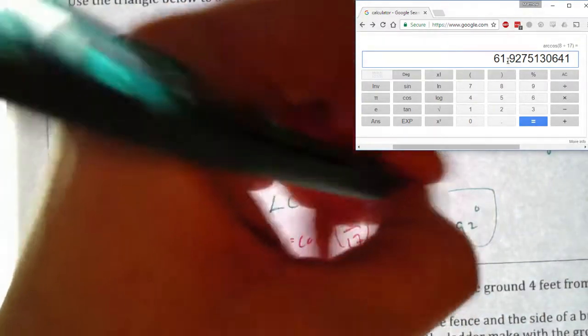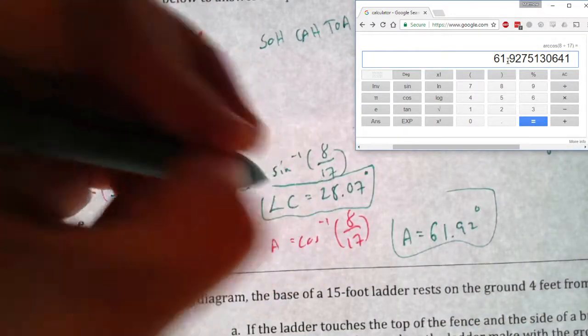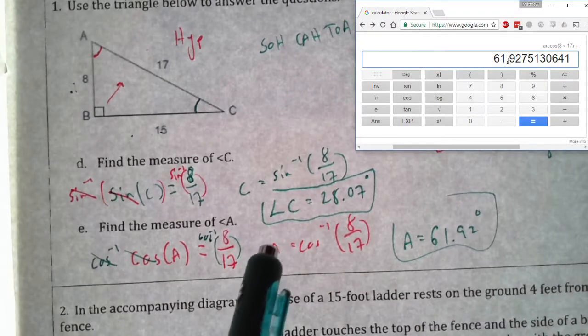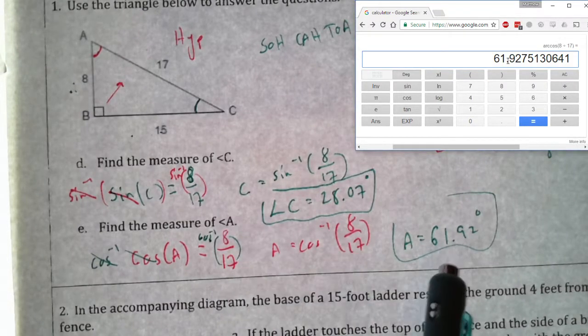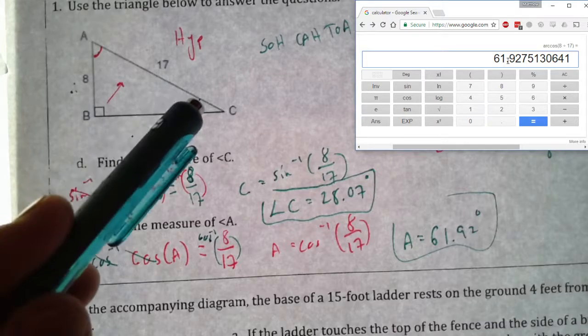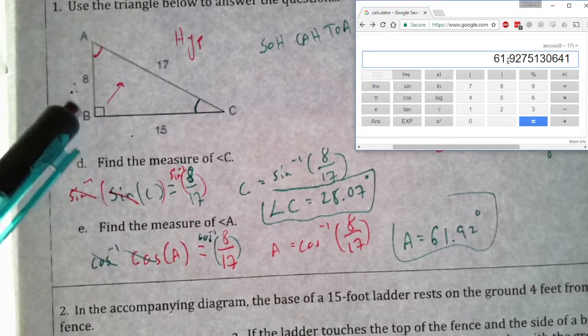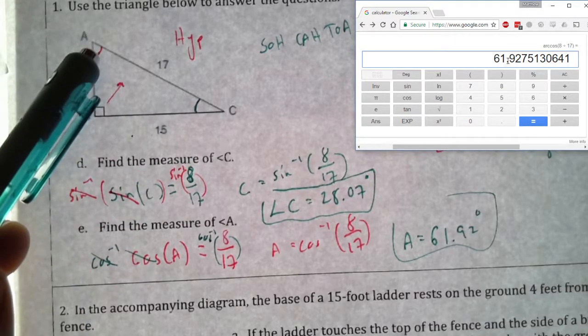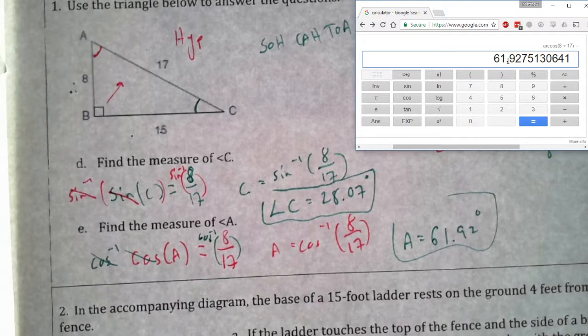degrees. If I wanted to, I could have been clever. I could have just used sine or cosine here, and then I could have used angle algebra, because 28.07 plus 90 plus what would get me 180, but instead I did it using sine.